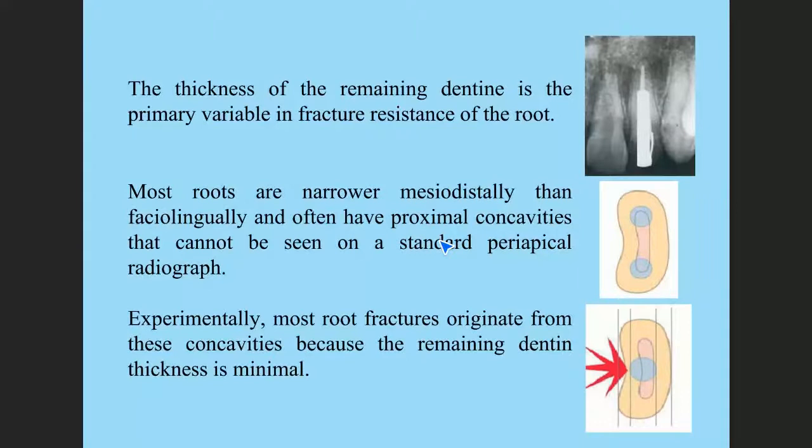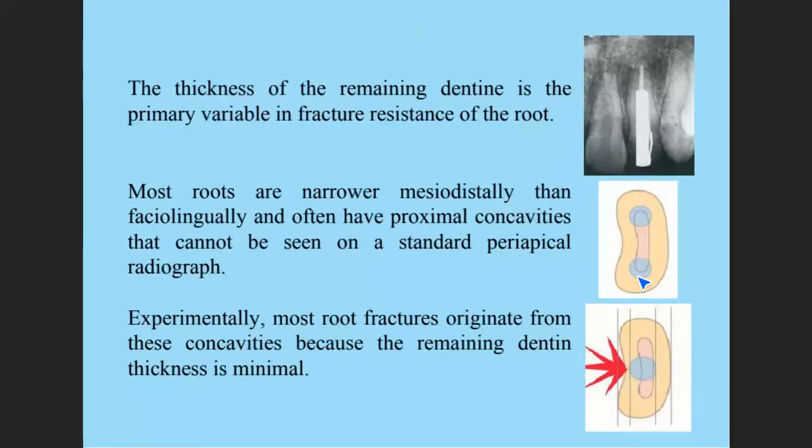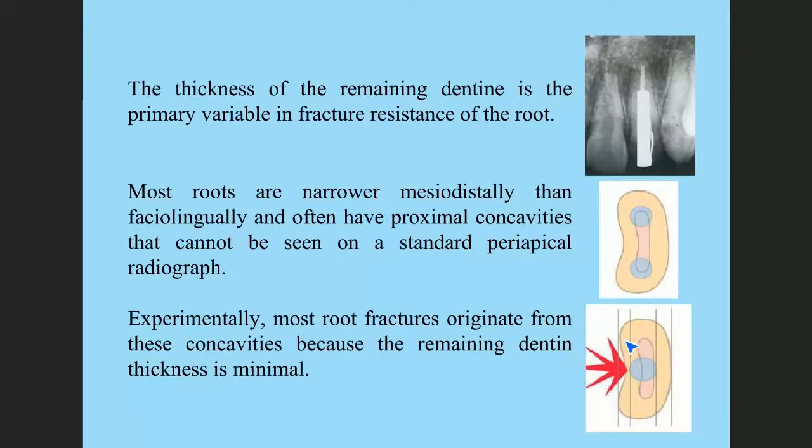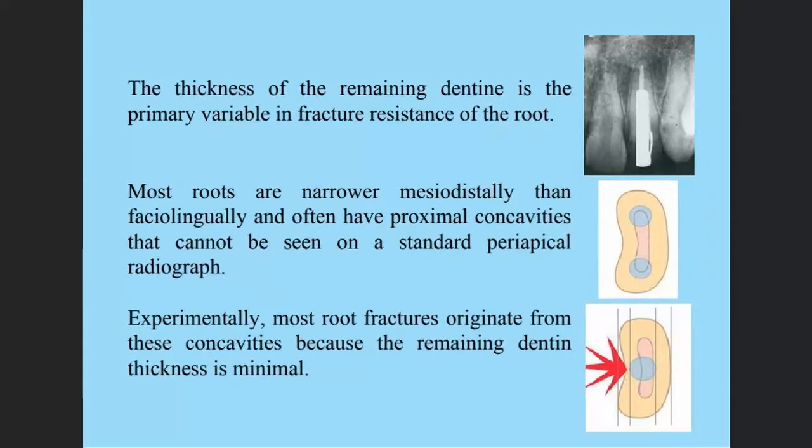Also, most of the roots are narrower mesiodistally than buccolingually, with proximal concavity here. And they found that most of the fractures originate from these concavities. Why? If you see here, there is minimal dentine. So the remaining dentine is the primary variable in the fracture resistance of the root.